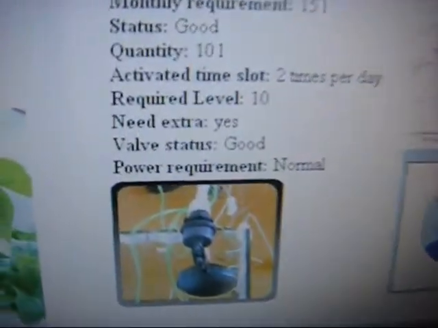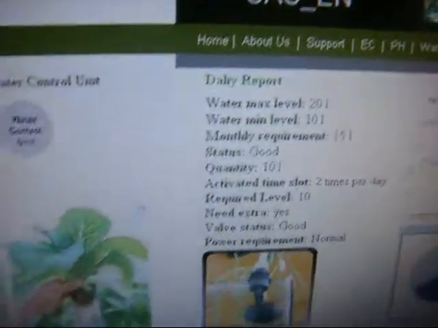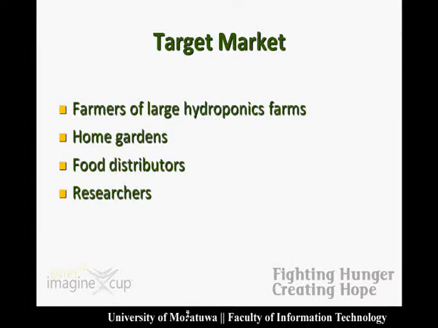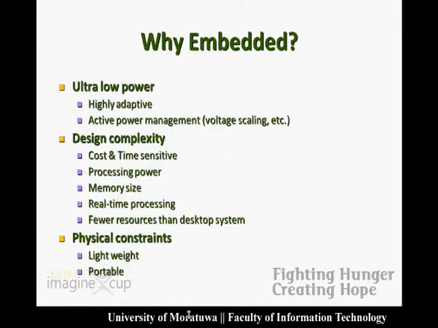The target market for the product would consist of several parts. This includes farmers of large hydroponics farms, home gardens, food distributors and researchers. We are using an embedded system for this application for basically three reasons. First is, it uses a very low amount of power. Secondly, the complexity of the design. And thirdly, the physical constraint.